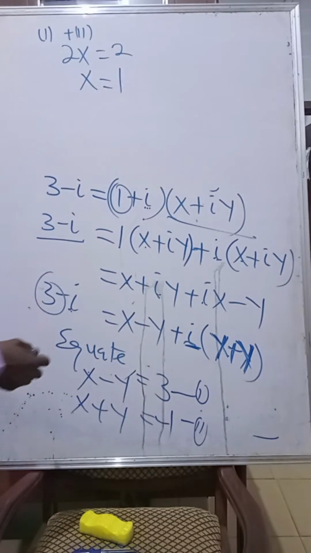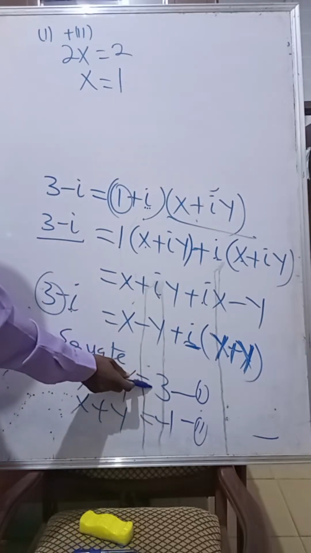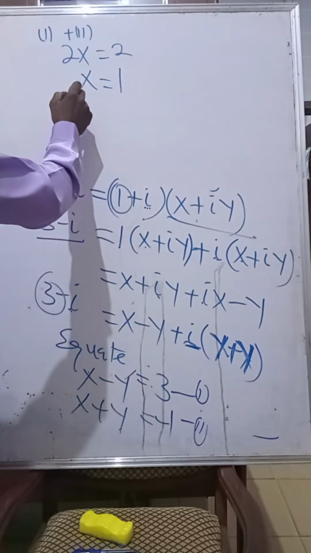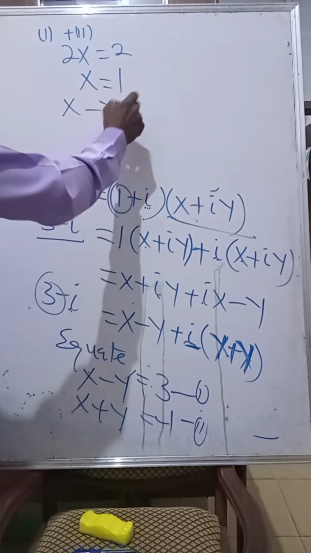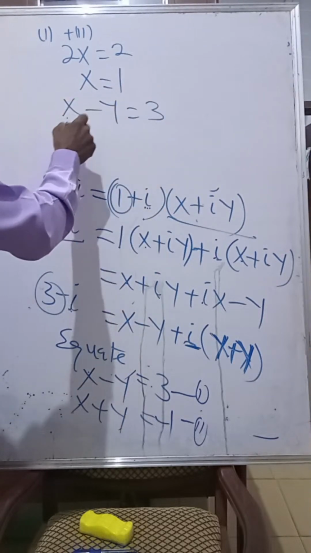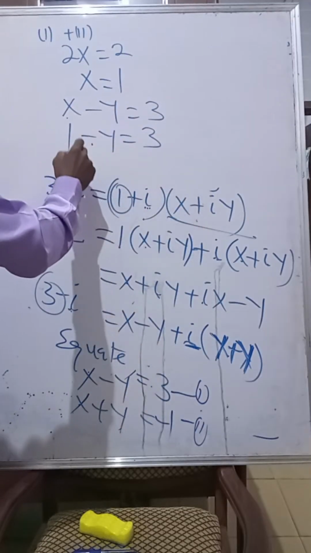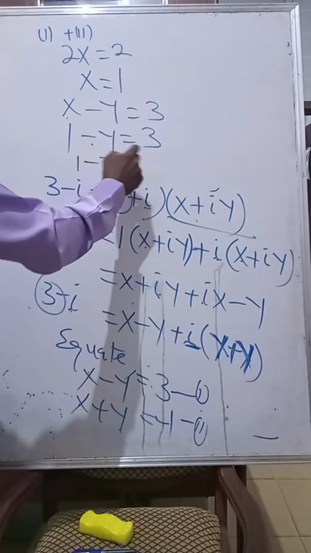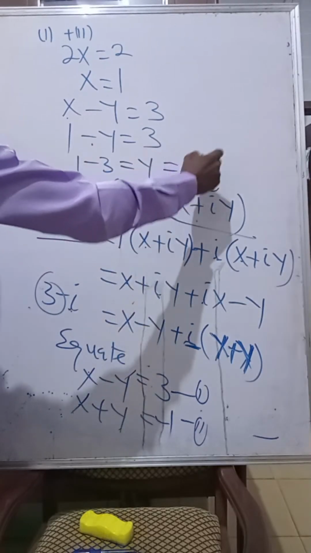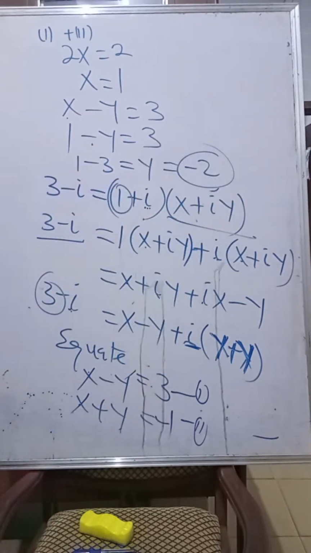So once we get your x now, you can substitute into either 1 or 2. So that will be what? x minus y equal to what? 3. So x is 1, 1 minus y equal to 3. So move this y to the other side. So we have 1 minus 3 equal to y. And that's what? That's minus 2. So that's that on that question.